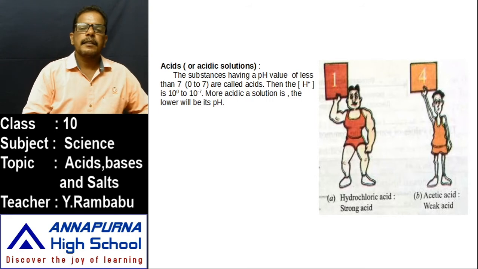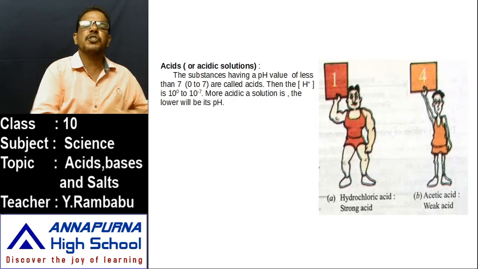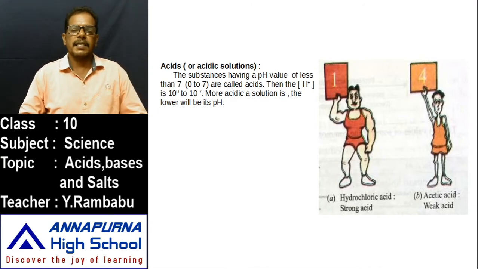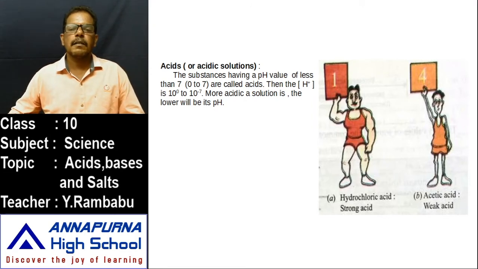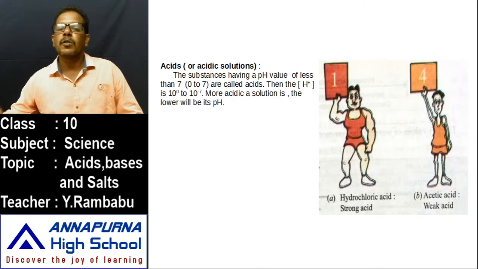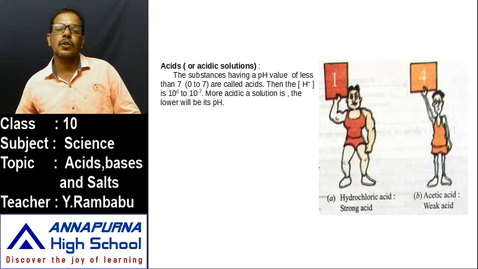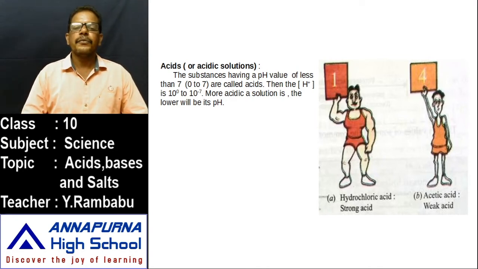That's why in hydrochloric acid, pH value is 1, means that is strong acid, more number of H plus ions. In the case of acetic acid, which attains orange red color, pH value is high, means hydrogen ions concentration is low. That's why it is weak acid. Students, observe one thing, keep it in your mind.